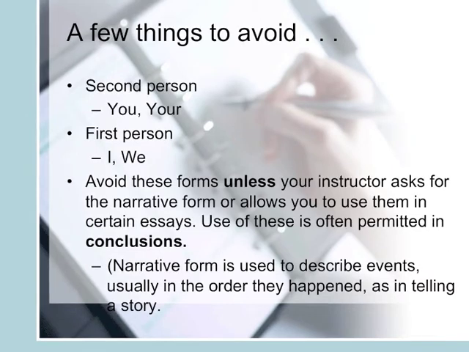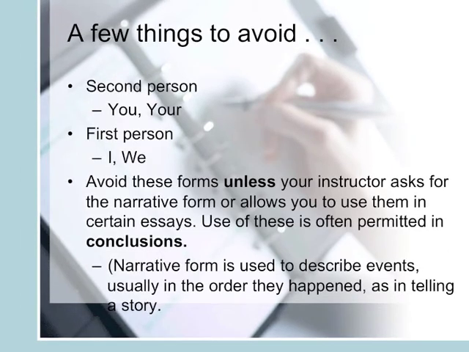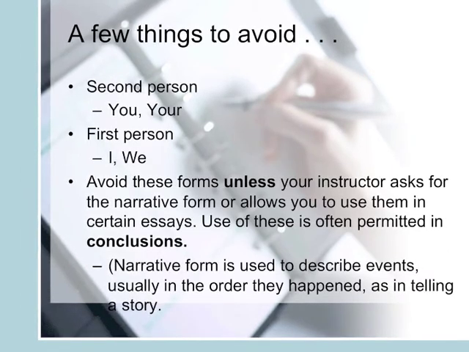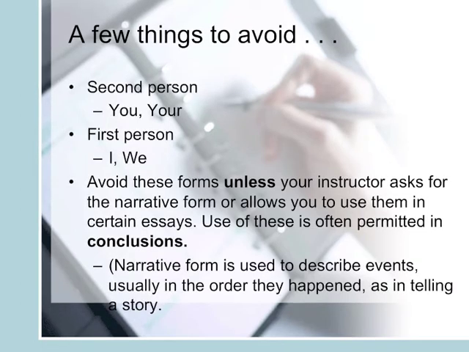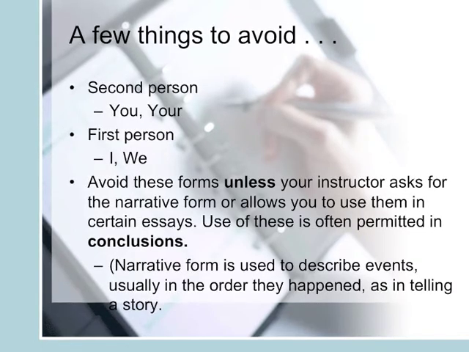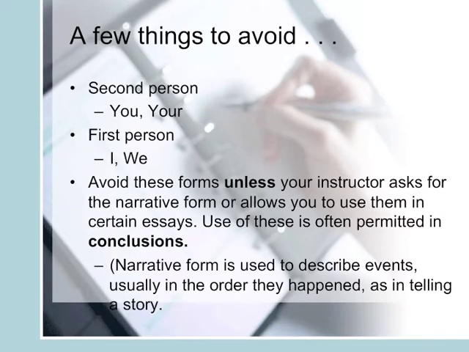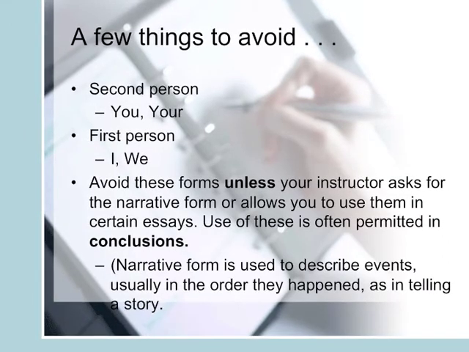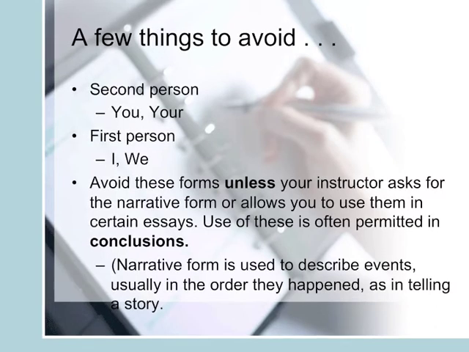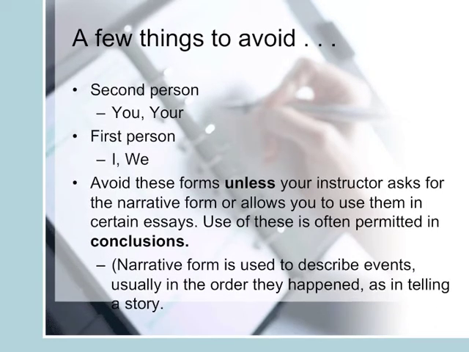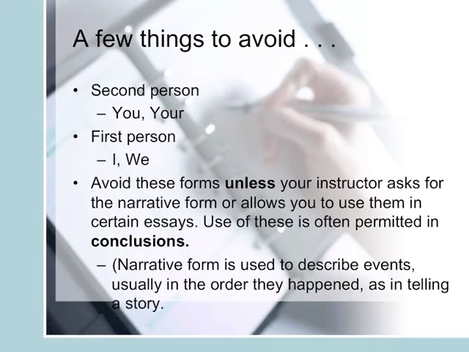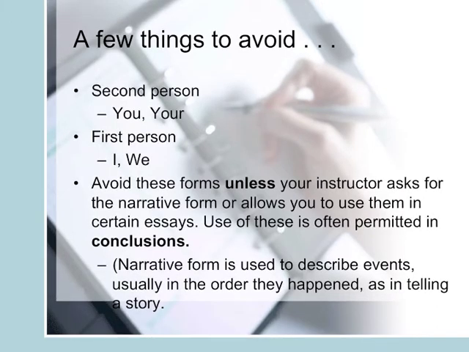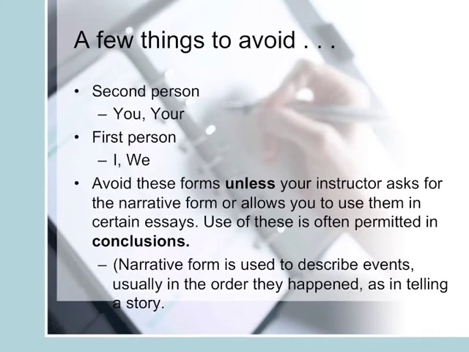Now let's talk about a few things to avoid in academic writing. You want to avoid second person, you and your. We mentioned that a little bit earlier. First person, I and we. Avoid these unless your instructor, which would be me for this class, asks for the narrative form or allows you to use them in certain essays. Use of these is often permitted in conclusions, but right now they're not permitted at all.